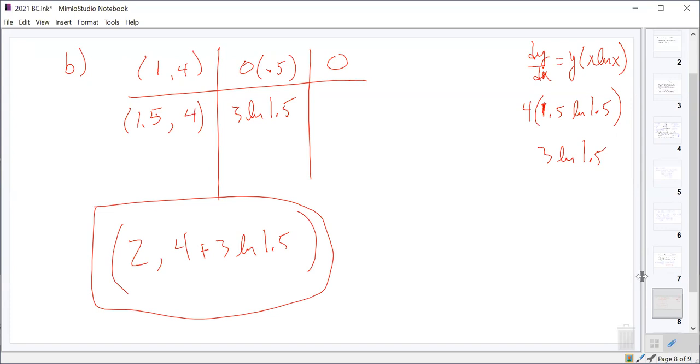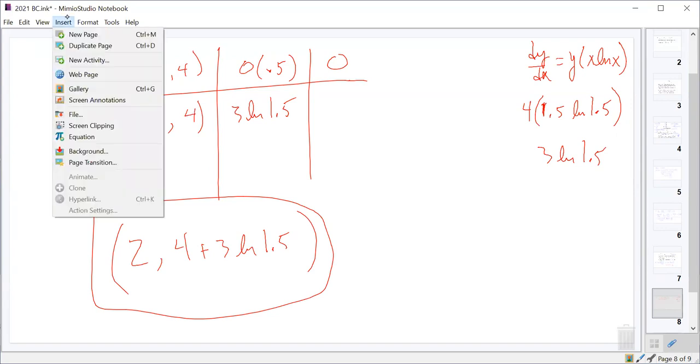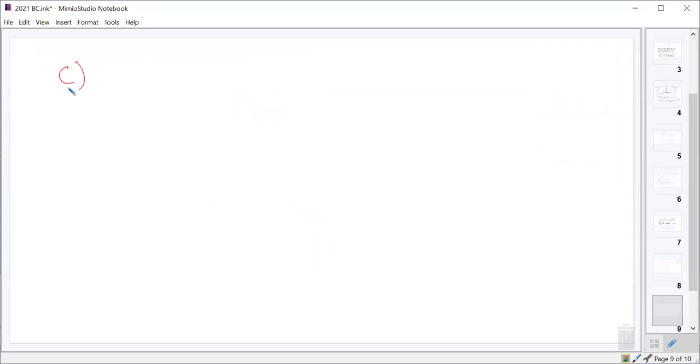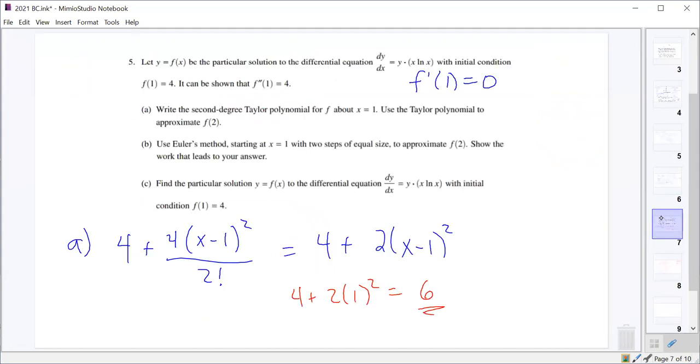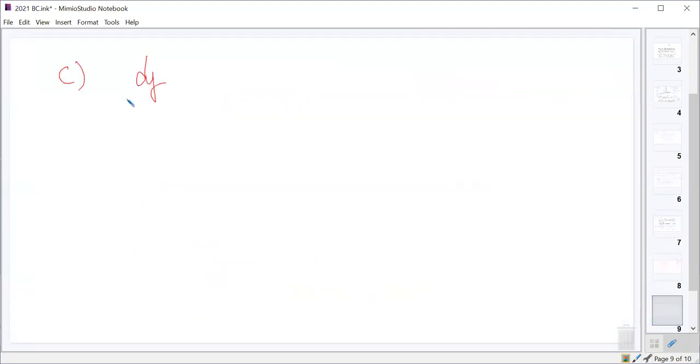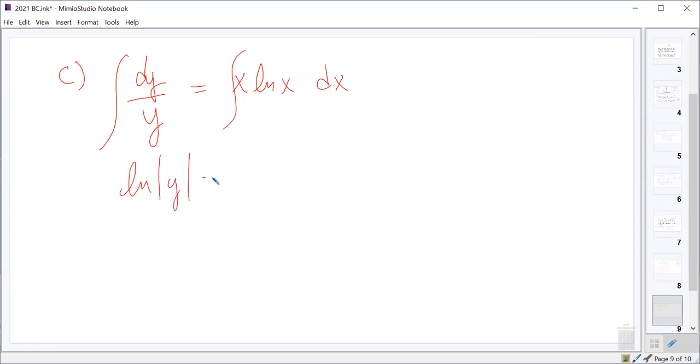All right. And what was part D? Part C. Right, it was part C. Part C was find the particular solution with that initial condition. So we're going to have to rewrite this as dy over y equals x ln x dx. Then we need to integrate both sides. Integral of the left should be easy. That should be natural log absolute value of y. Integral of the right-hand side is a little bit more difficult. What do we have to do to integrate that? We got to do it by parts.